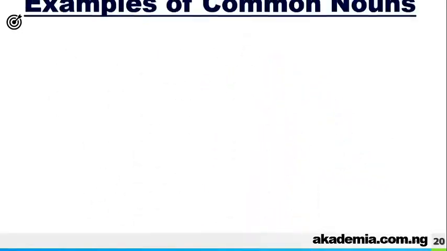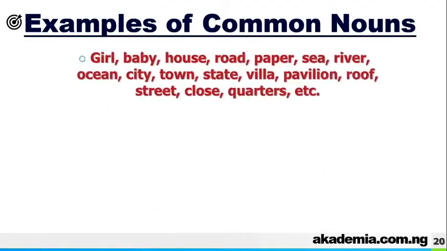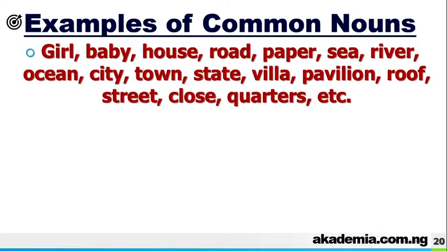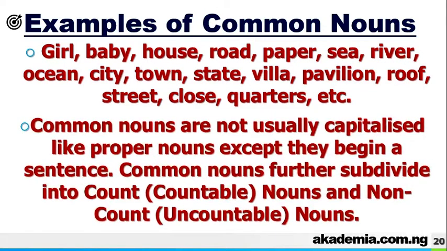Let's see some examples of common nouns. We have girl, baby, house, road, paper, sea, ocean, city, town, state, villa, pavilion, roof, street, close, quarters, and the likes. Now, common nouns are not usually capitalized like the proper nouns, except when they begin a sentence. That's how you differentiate between a common noun and a proper noun. You do not capitalize a common noun.